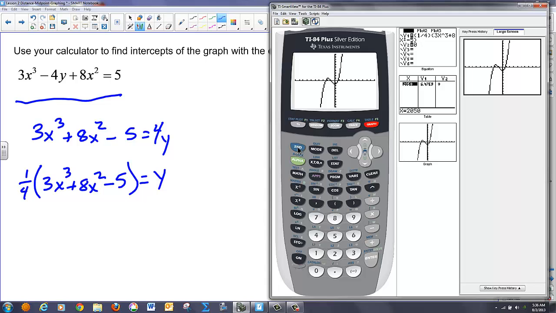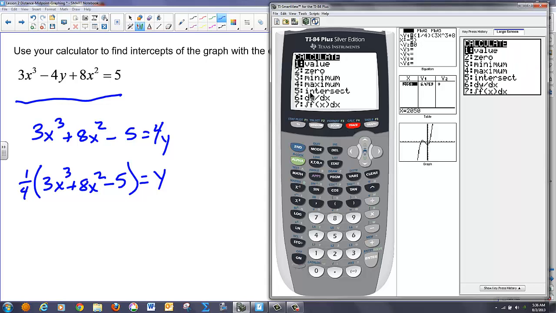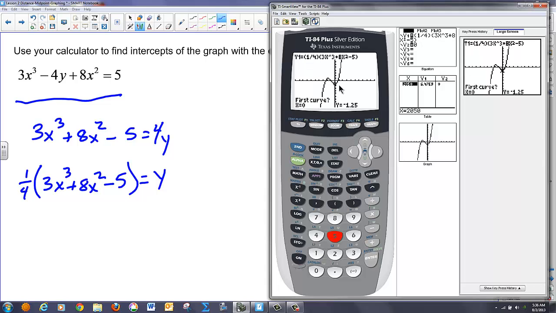So what I'm going to do is I'm going to now go second and hit the trace button, which is calculate, you'll notice. And I'm going to find an intersection. So I'm going to hit 5. So next, you see this little blinking dot over here? I want to take that and bring it close to my first intersection point, which is right around here. And then I'm going to hit enter 3 times. 1, 2, 3. And what it'll do is it'll find this first intersection. So it looks like my first x-intercept is roughly negative 2.37.